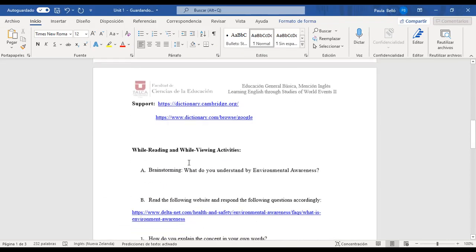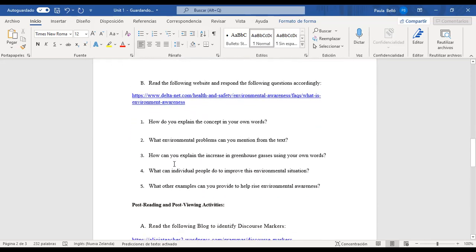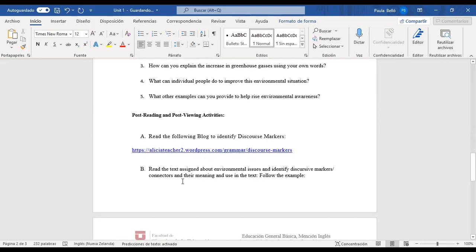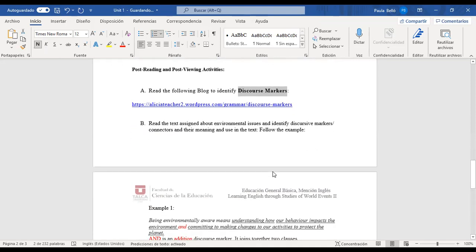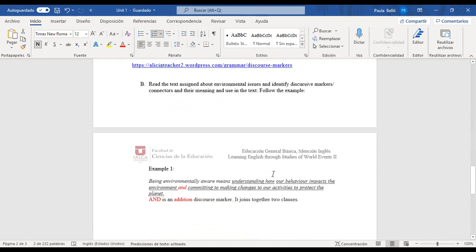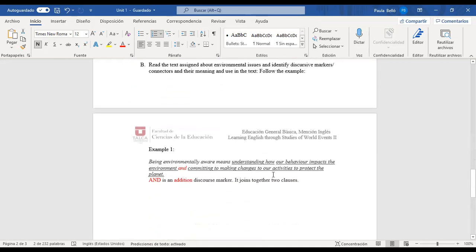The dictionaries. Then you have the website to read and answer the questions, and the blog to check discourse markers. Yes, identify discourse markers. So it's easy, it's very short. You have time to catch up. I will communicate with you if I am coming back to class or if we just meet on Wednesday. Yes, and here is the example, yes, of one sentence from the website.